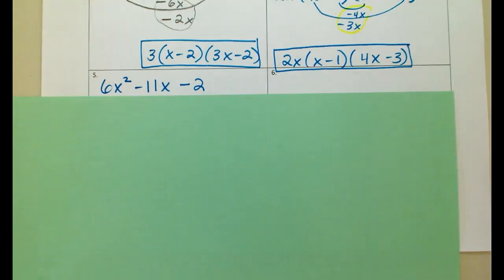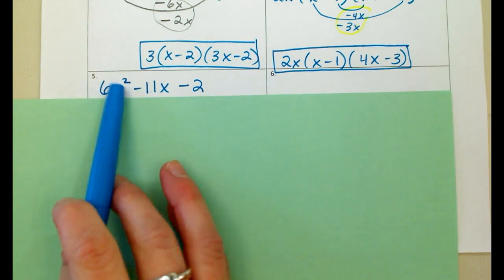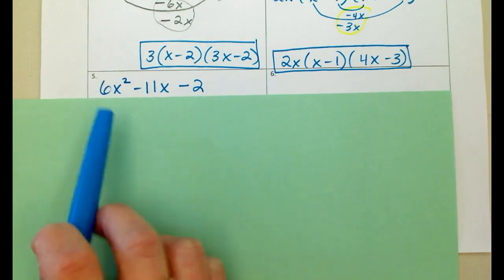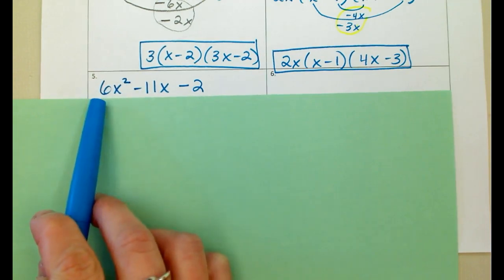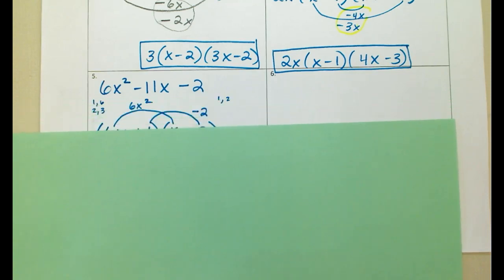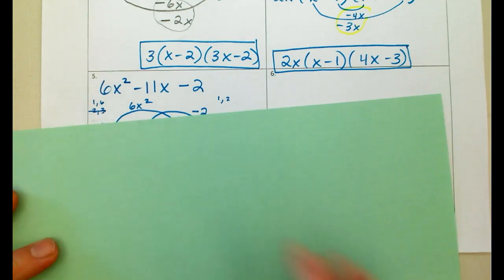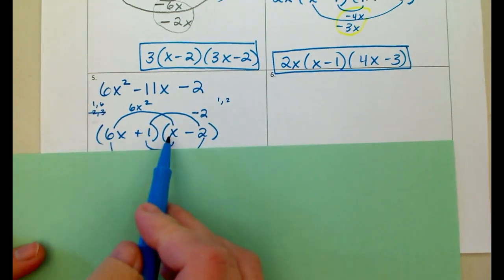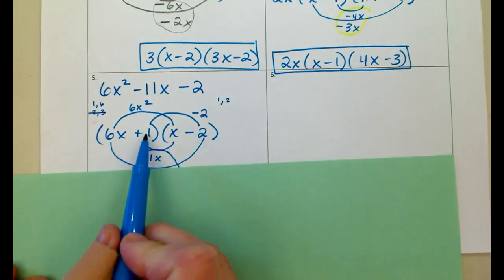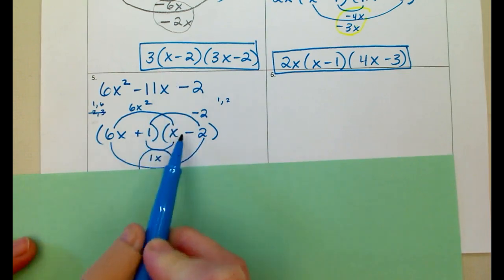Okay, looking at these numbers, there was no GCF because there's nothing that goes into 6, 11, and 2 evenly. This was our quadratic, so I went on to factoring. My options for 6 were 1 and 6 and 2 and 3. My options for 2 were 1 and 2. So when I worked out my options here, I found that 2 and 3 did not work. 6x and 1x worked with +1 and -2. This was a negative sign, so I knew these were opposite signs.